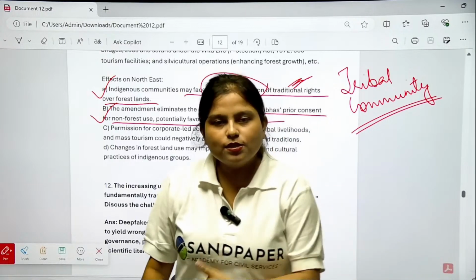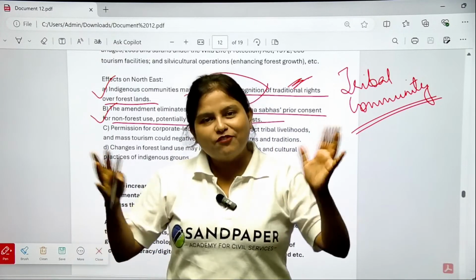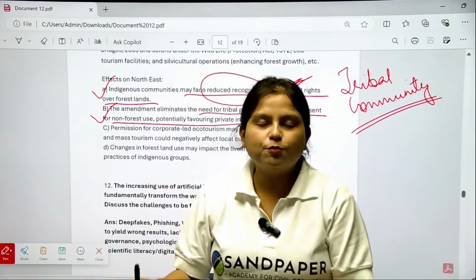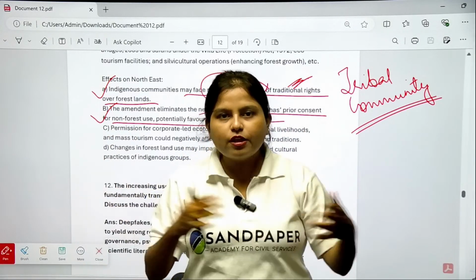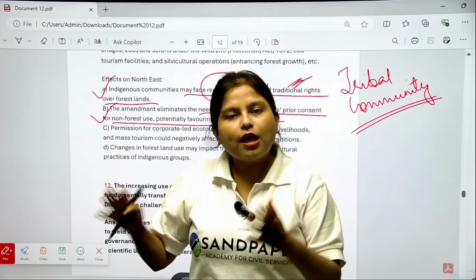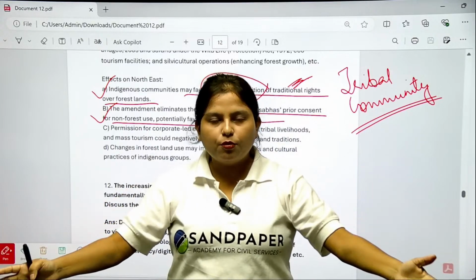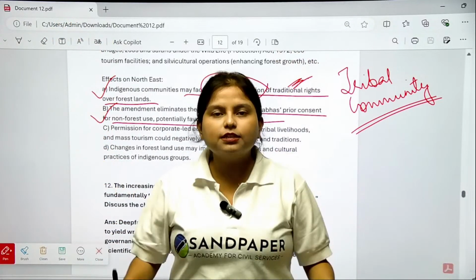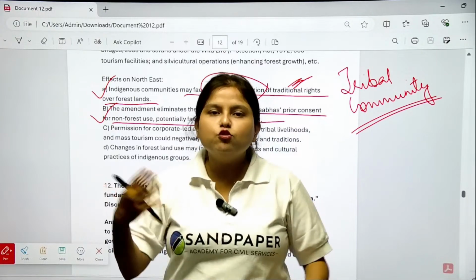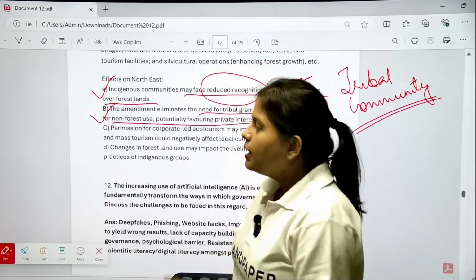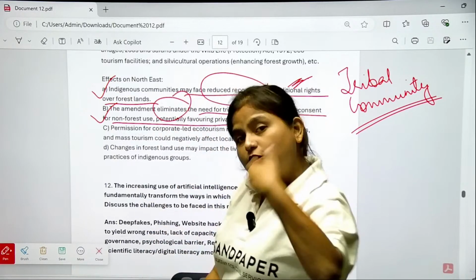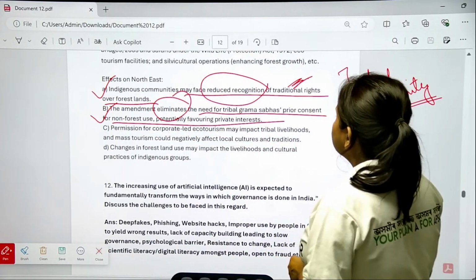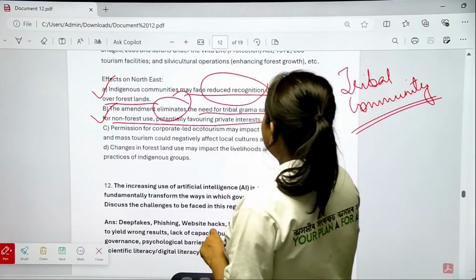So what used to happen before this amendment, when I was in Kokrajhar, this was one of the very important things that there used to be gram sabha. We cannot allot land to anyone just like that. In non tribal area maybe it is a bit more flexible, but in tribal area there is a rule that the gram sabha has to sit. The gram sabha sit and they decide whether the land will be given to this or to that. And depending on the gram sabha's decision, we come to a mutual agreement and the land is given. Now there is a fear that the amendment eliminates this factor. Now the government can decide. The amendment eliminates the need for tribal gram sabha prior consent for non-forest use, potentially favoring private interest.